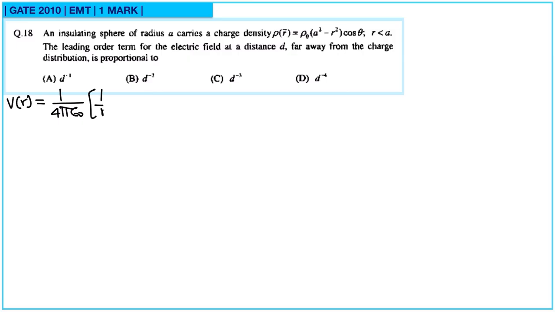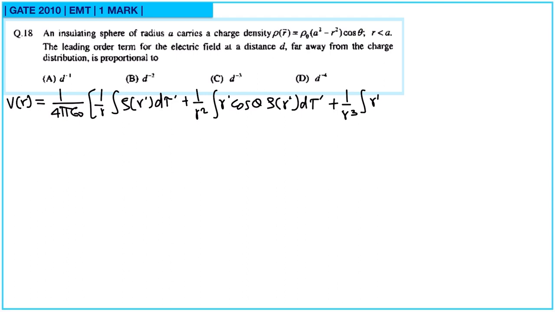Then the first term is 1 upon r, integration of rho of r dash into d tau dash. So this is basically the charge. Plus the second term is 1 upon r square, integration of r dash cos theta into rho of r dash into d tau dash. This will be the second term. Then the third term is 1 upon r cube, integration over r dash square into 3 by 2 cos square theta minus half, into rho of r dash into d tau dash, and so on. So all these terms will be there.